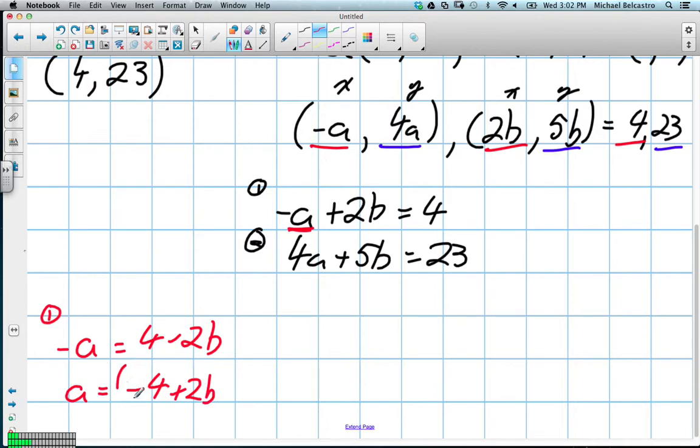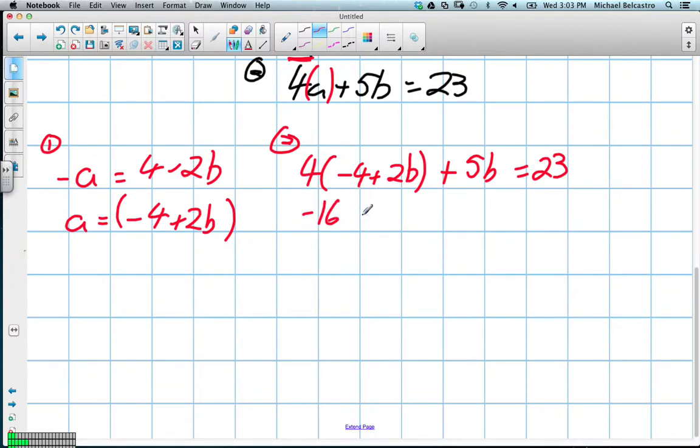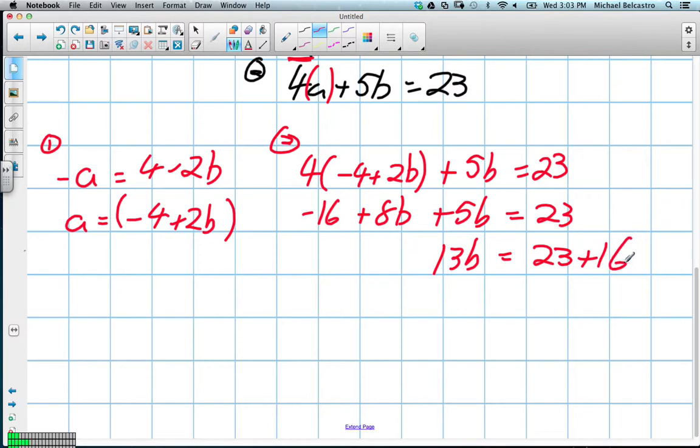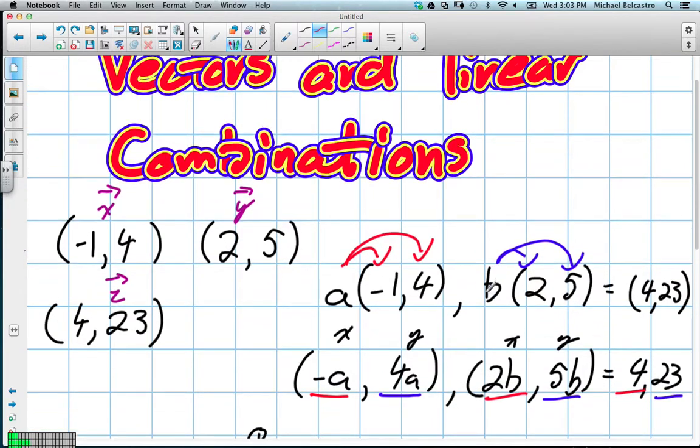Okay, so now we have a value for A, which means we can plug it into our second equation for that A value. 4 multiplied by negative 4 plus 2B, plus 5B equals 23. This will give us negative 16 plus 8B plus 5B is equal to 23. This gives us 13B equals 23 plus 16, which gives us 13B equals 39. B is 3. So the scalar multiple for our second vector, B, will be the value of 3.